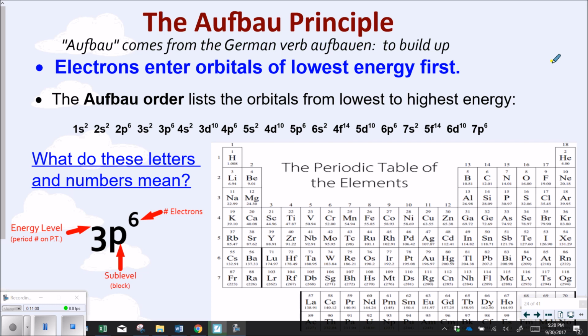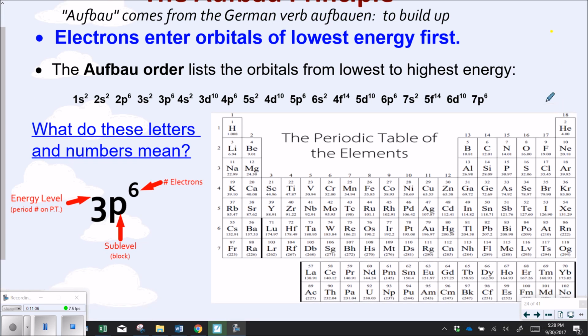The Aufbau order lists the orbitals from lowest to highest energy. You do not have to memorize this order because you can read it on the periodic table like a book. First, let's see what the letters and numbers mean. So for example, if we had 3p6, the 3 here represents the energy level. The P is the sublevel, and the little 6 over here is the number of electrons. So how do we read the Aufbau order?